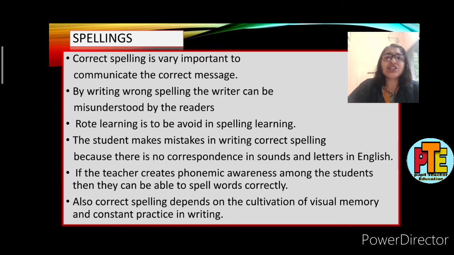So, there are many such reasons that the students make mistakes in writing spelling. Here, if the teacher creates phonemic awareness among the students, then the teacher can solve the problems of students in writing correct spelling. In phonemic awareness, the teacher can introduce all the phonemes with their sounds and their association with letters. Once the student understands the use of sounds and their associated letters, then they will be able to spell the words correctly. Also, the teacher can cultivate the visual memory of the students and give constant practice in writing for developing the correct spelling skill.